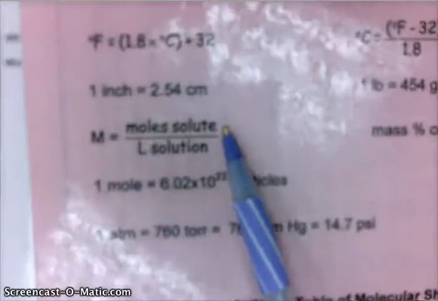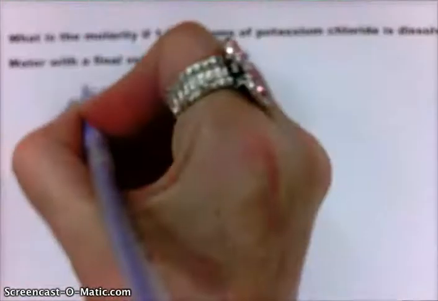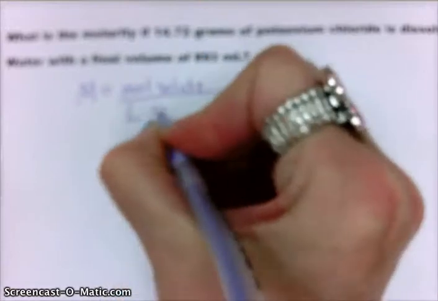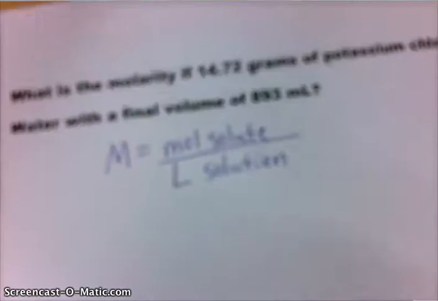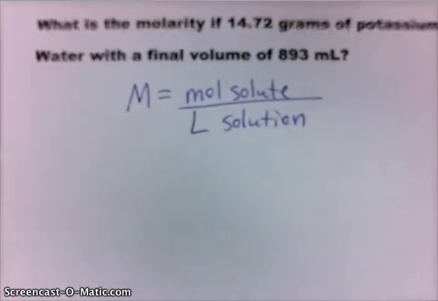Our periodic table on the back has the capital M for molarity, and we see that it equals the moles of solute over liters of solution. So let's write that down. Molarity equals moles solute over liters solution. Moles of solute over liters of solution.